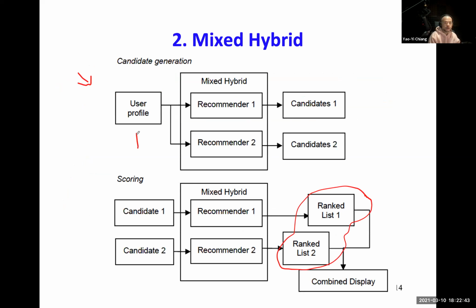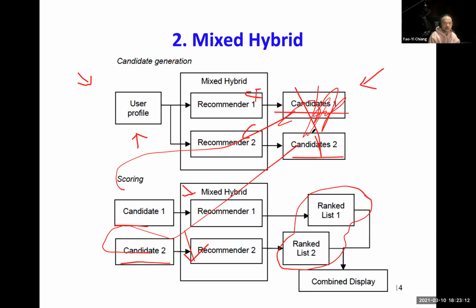You have some user profile, the recommendation system, say this is CF, this is content-based, they generate candidates, the same candidates, send back to the recommendation system again, and generate two lists, combine the list, and show it to the user. If you look at this chart, this is exactly what I said about having all these duplicates. So you don't really need to do this.